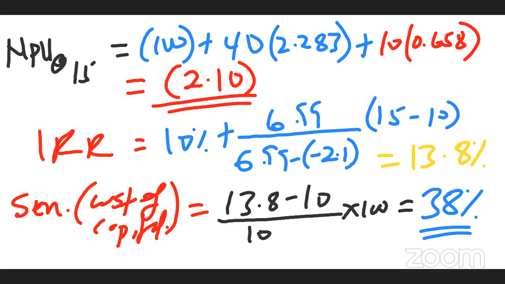What does that mean? In simple language, this means that the cost of capital has to increase by 38% in order for us to have the NPV of the project be nil, or zero, okay? So that is also how we deal with sensitivity to the cost of capital. Anytime you are dealing with sensitivity to the cost of capital, you first have to calculate the internal rate of return, because sensitivity to cost of capital is the internal rate of return minus the cost of capital, divided by the cost of capital, times 100.